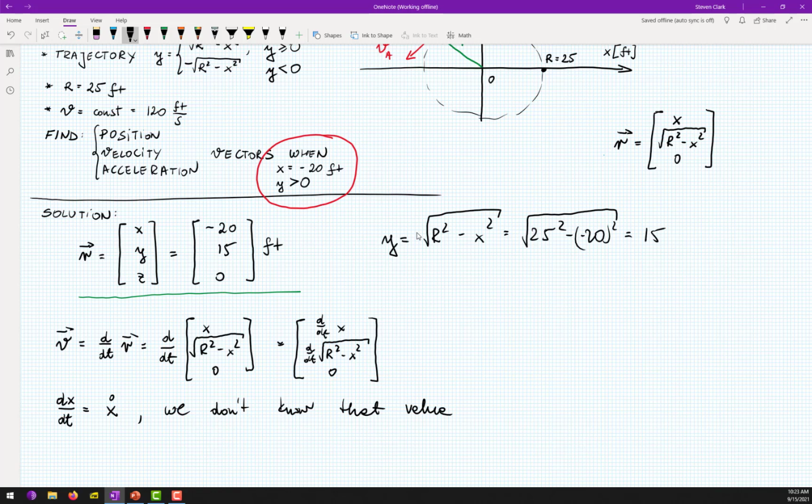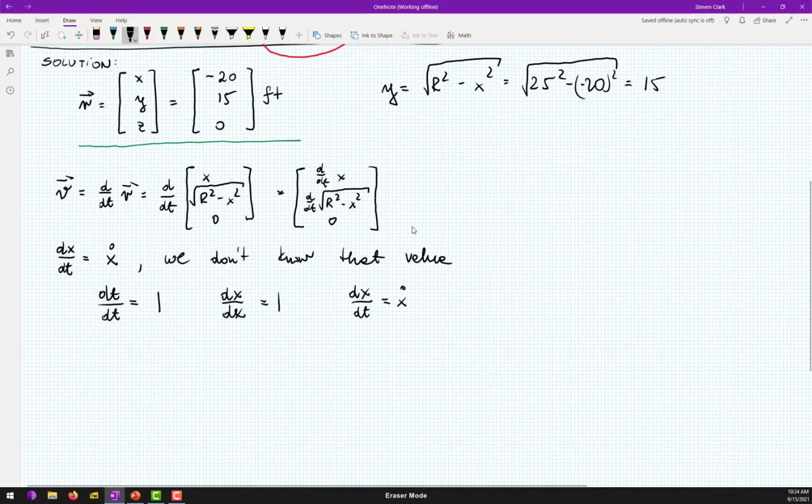Now, in case you are thinking, why is it not 1? What is dt of dt? This is 1. Or what is dx by dx? What is this derivative? 1. But this is not 1. This is x dot, so we don't know what that is. Let's move forward, maybe we'll figure it out later. Now let's do the second component of velocity, not this one but the second one.